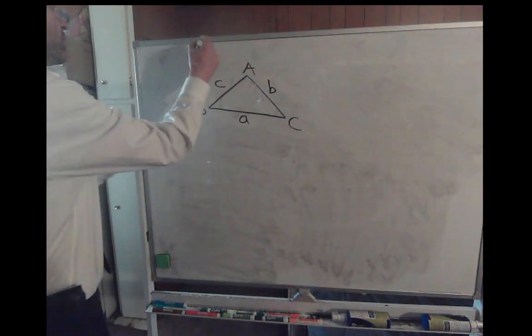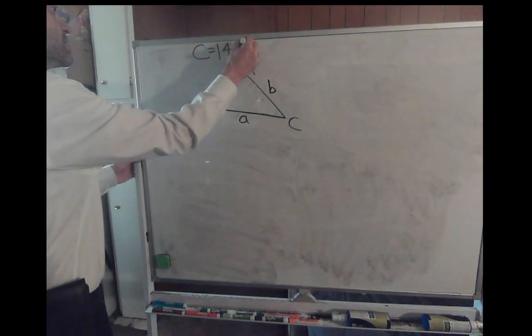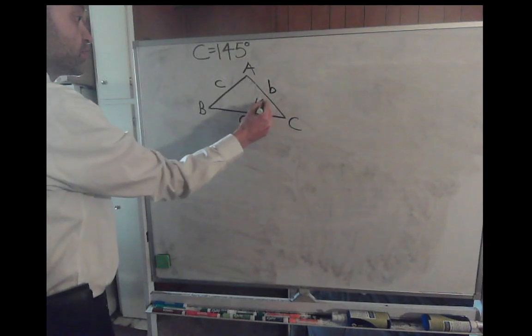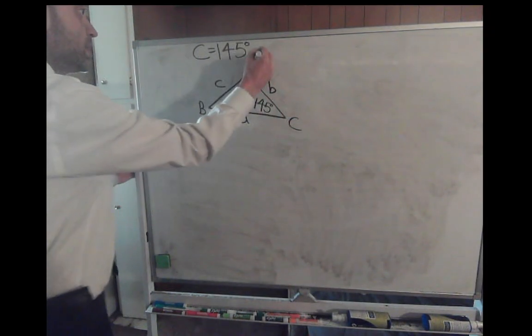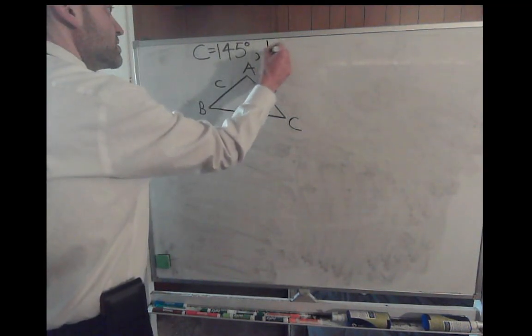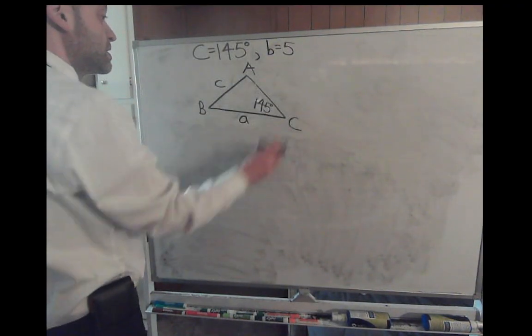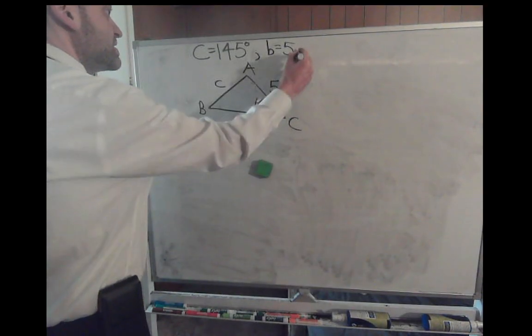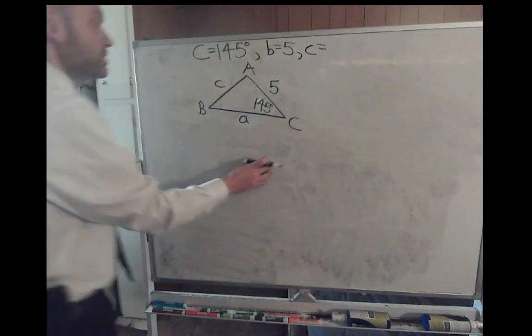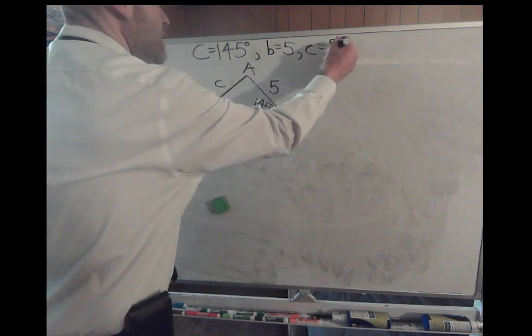Alright, we got angle C equals 145 degrees. So let's put that here, 145 degrees. What else are we given? Side B equals 5, which means side C has to equal something. Yep, side C would equal 9.